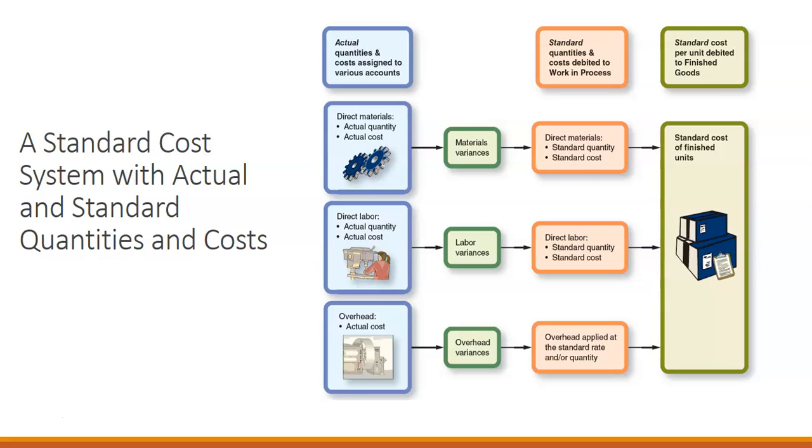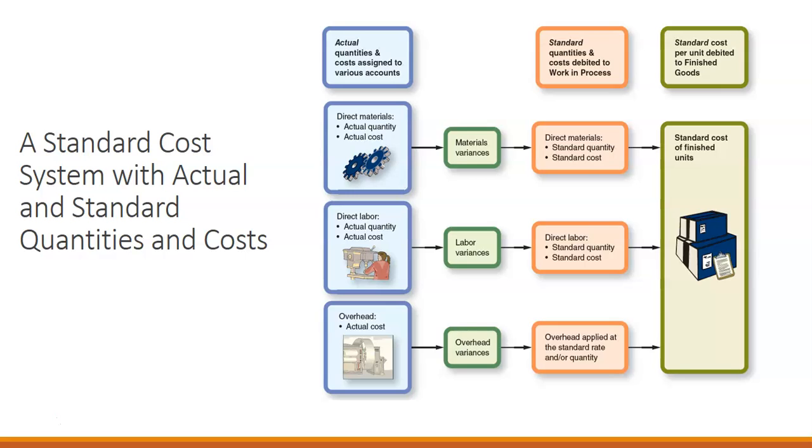This is an example of a standard cost system with the actual and standard costs and quantities. So we have what the actual quantities and costs are assigned to various accounts. So direct materials, we have actual quantity and actual cost. And the variance between that is the difference between our actual quantity and the standard quantity, and our actual cost and the standard cost. This is also true of direct labor and overhead.